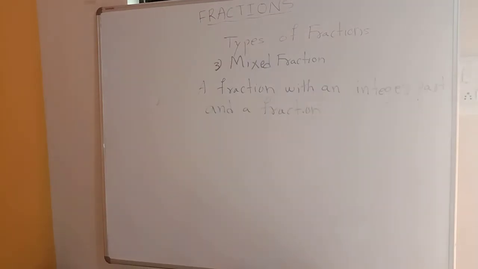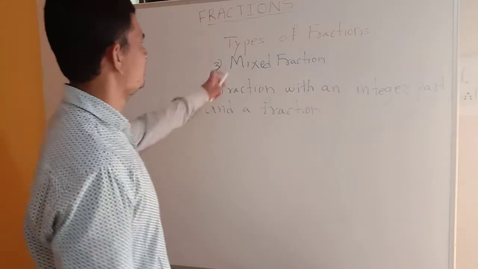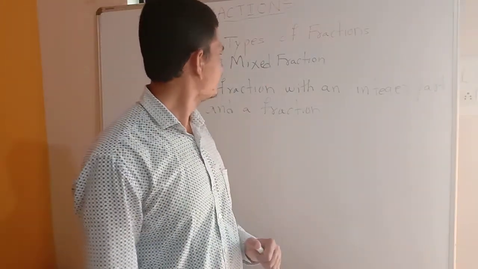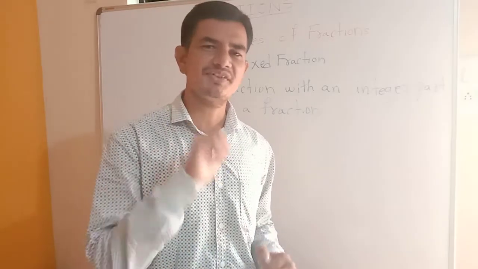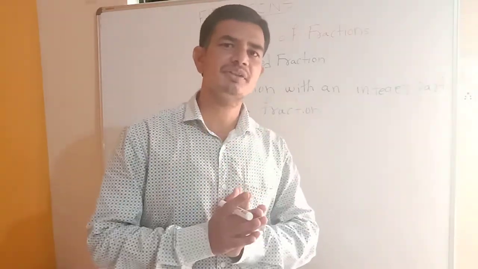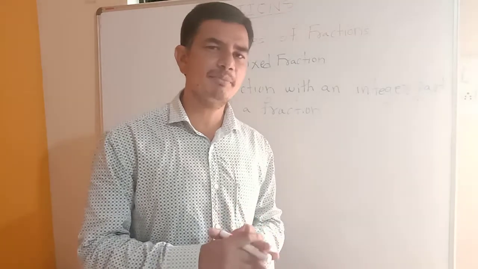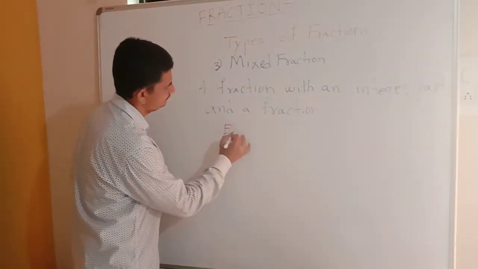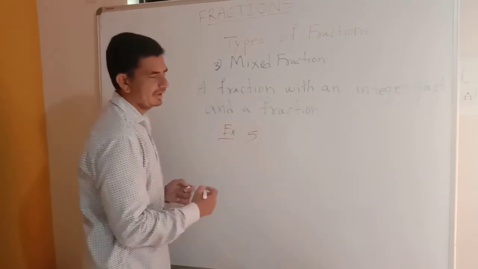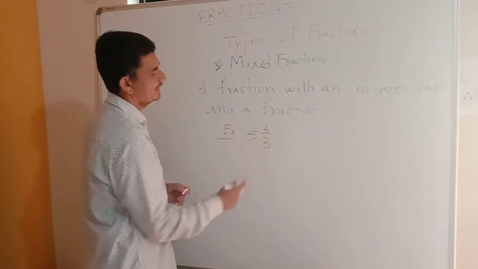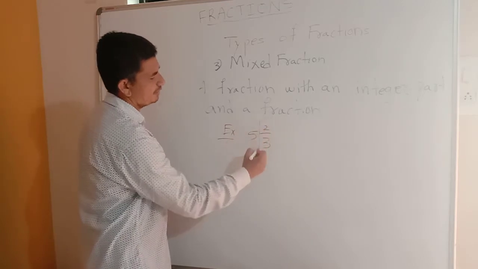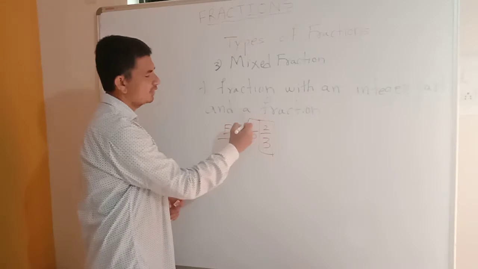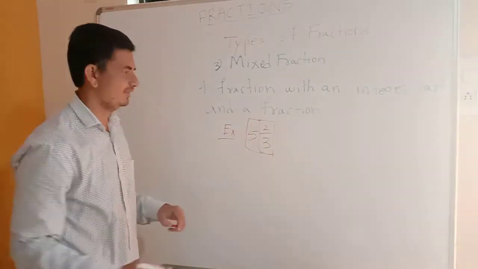So students, the last type is the mixed fraction. A fraction with an integer part and a fraction part. A fraction which has an integer part and a fraction, that number is called a mixed fraction. Let us see the example. 5 integer 2 by 3. Here one fraction part is there and one integer is there. The whole we can say is a mixed fraction.